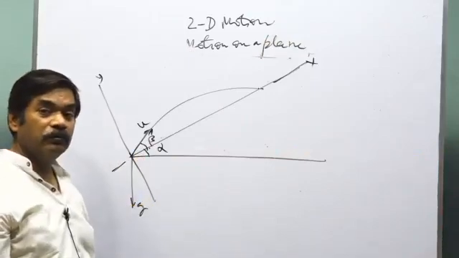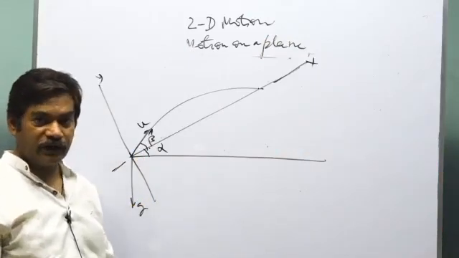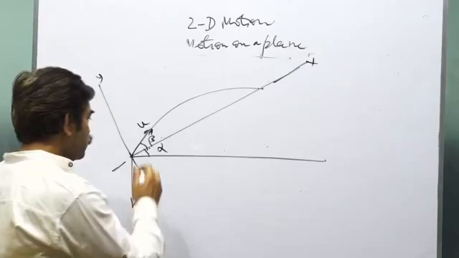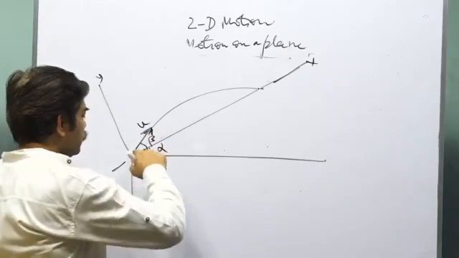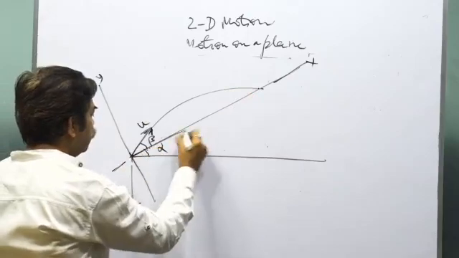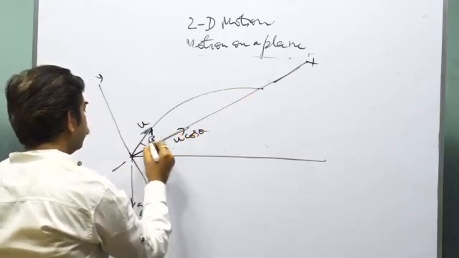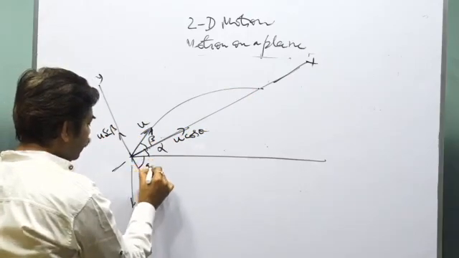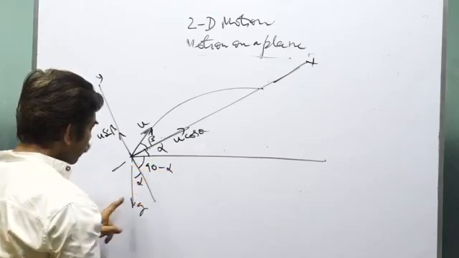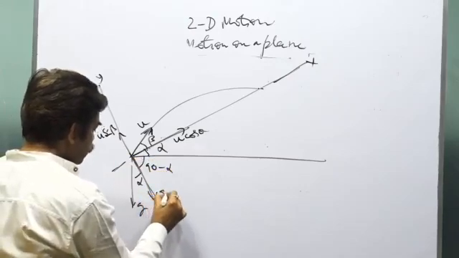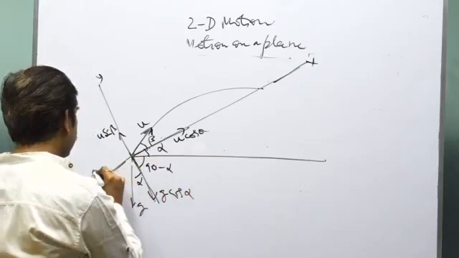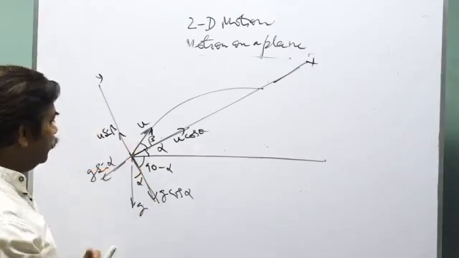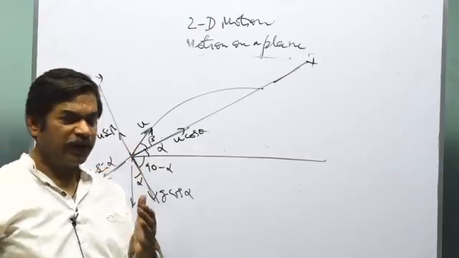Now as I told you, you will have to resolve the initial velocity and acceleration along the x direction and y direction if they are not along x and y. So here, this u is not along the x direction. This component becomes u cos beta, and along this direction becomes u sin beta. This angle is alpha, so the component of g along the y direction becomes g cos alpha, and along the x direction becomes g sin alpha.